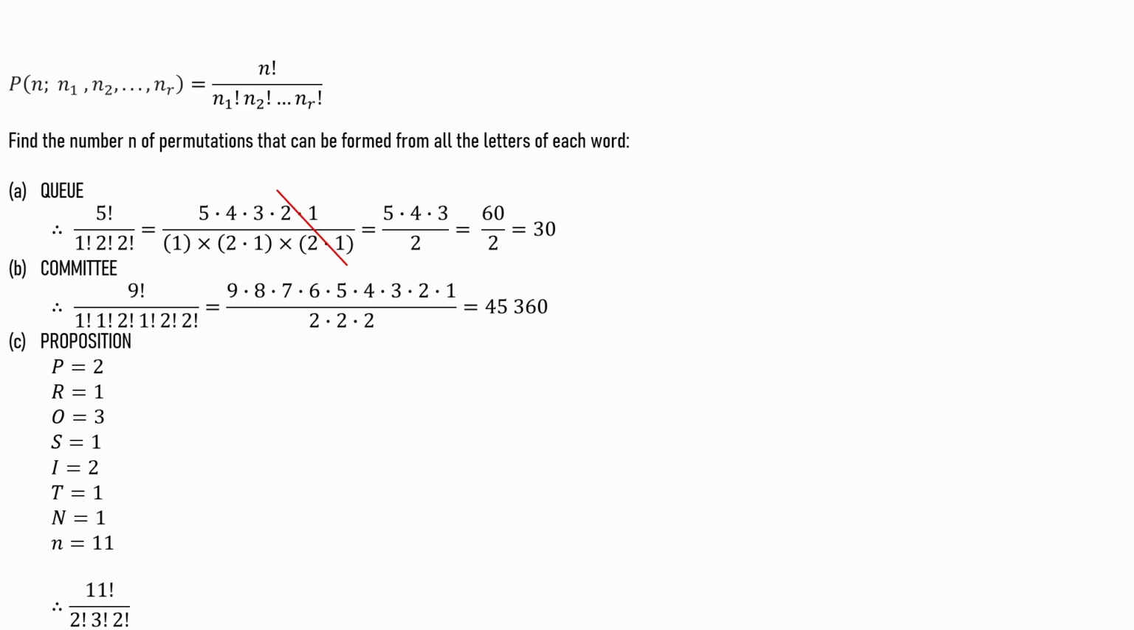So, kaya 11 factorial over... So, hindi ko na sinama yung mga 1. Yung mga 1 factorial kasi 1 lang naman yan. So, 2 factorial, 3 factorial times 2 factorial. So, therefore, ito naman yung form.